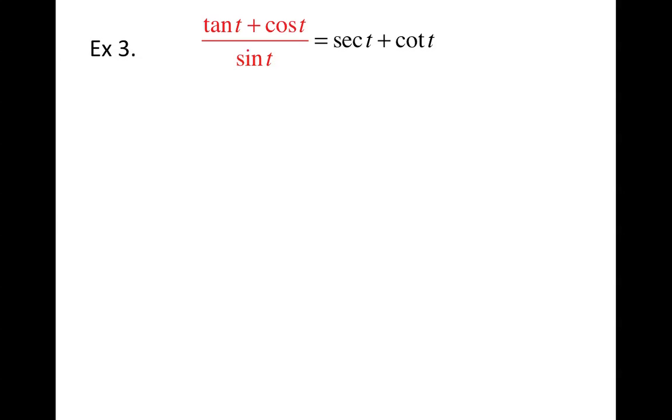Example 3. The left side is much more complicated. Not only do we have a fraction involved, but we have 3 different ratios. None of them involve squared, so we can't go to Pythagorean identities. We're today going to talk about a new algebra technique. Remember when we add fractions, we have a common denominator?